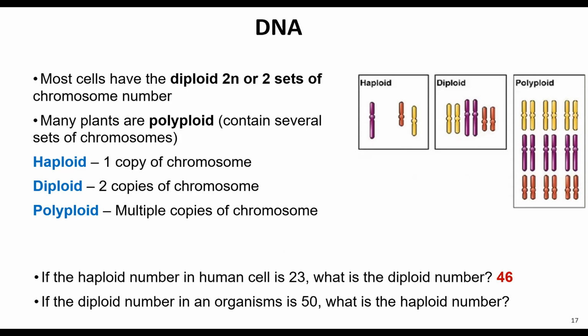What about polyploid? Does anything that we know have multiple copies of chromosome? Yes, strawberry has 8 copies. Each cell has 8 copies of DNA. Why is that? We don't know. We just know that it's there.